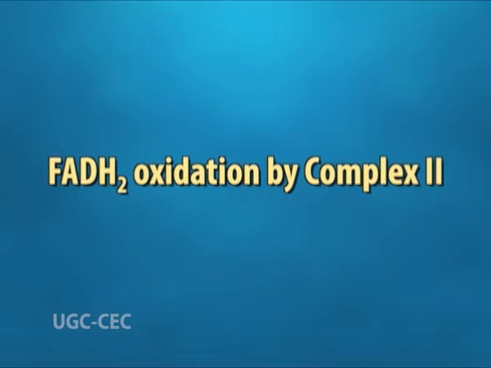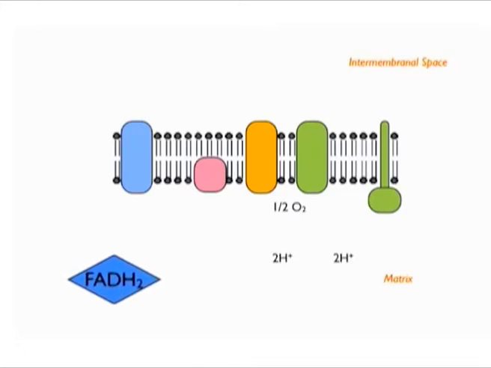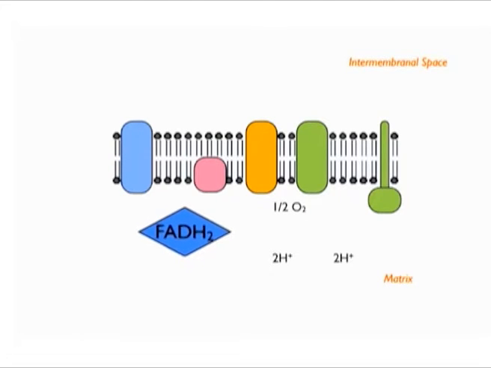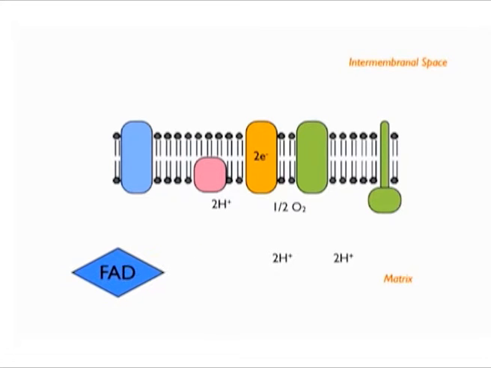Now, FADH2 oxidation by complex 2. FADH2 generated during the oxidation of succinate to fumarate by succinate dehydrogenase in the TCA cycle transfers its electrons to coenzyme Q via complex 2. Electron transport from FADH2 does not involve the NADH Q reductase complex.